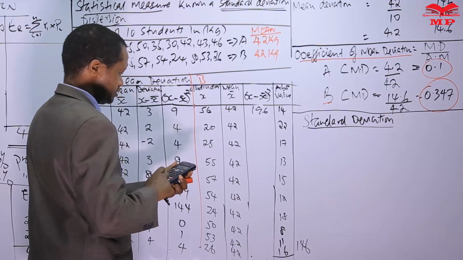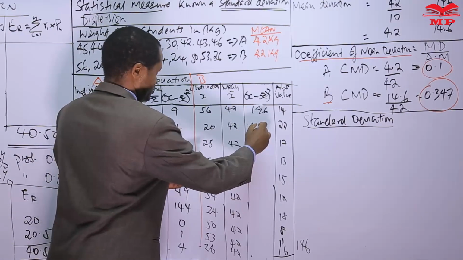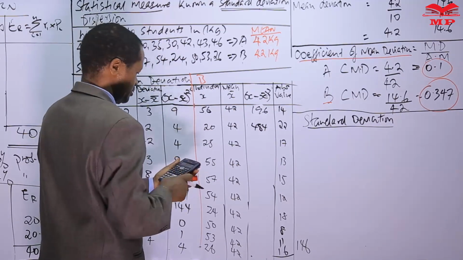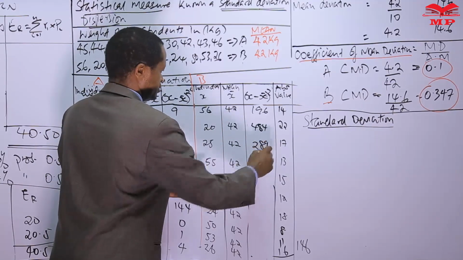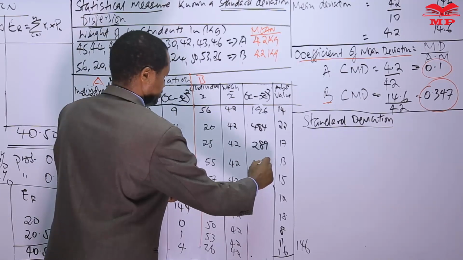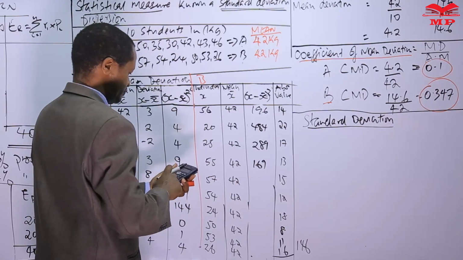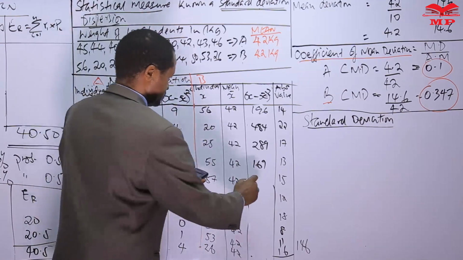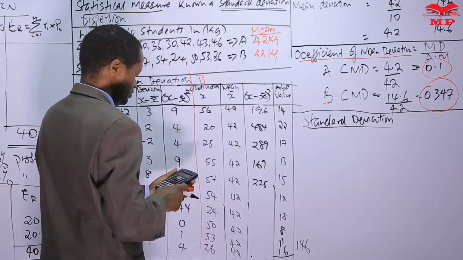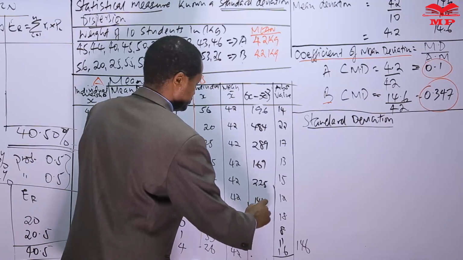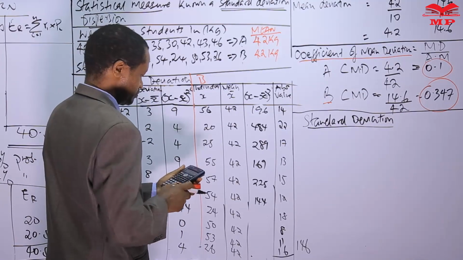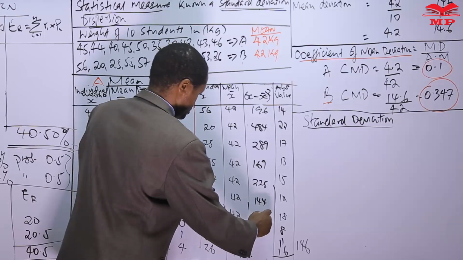22 squared is 484. 17 squared is 289. 13 squared is 169. 15 squared is 225. 12 squared is 144. 18 squared is 324.